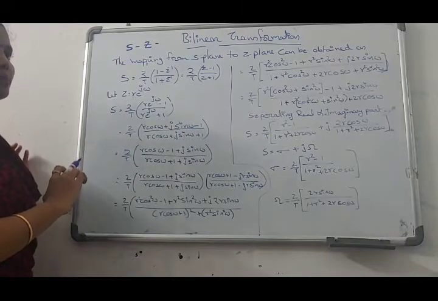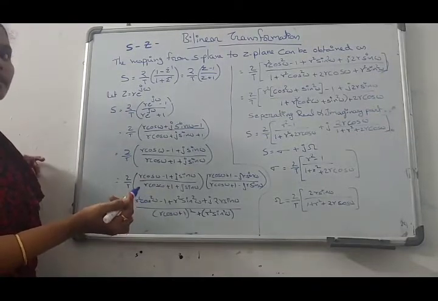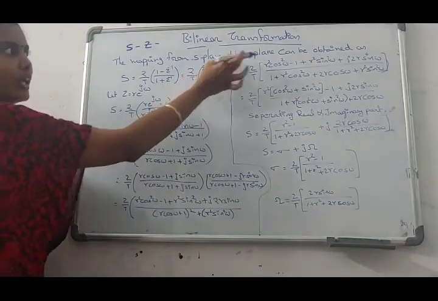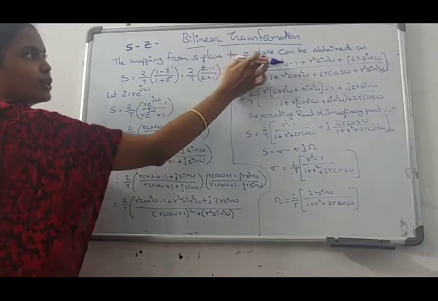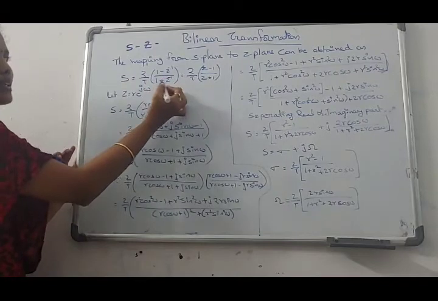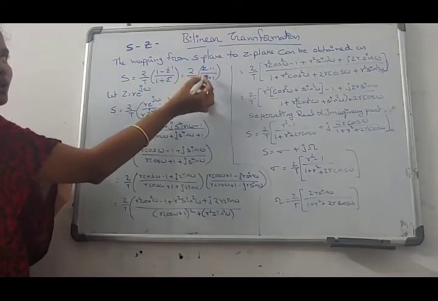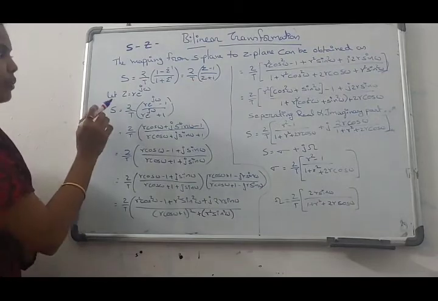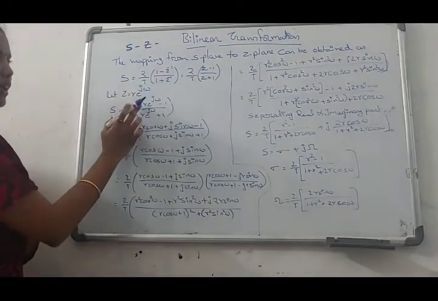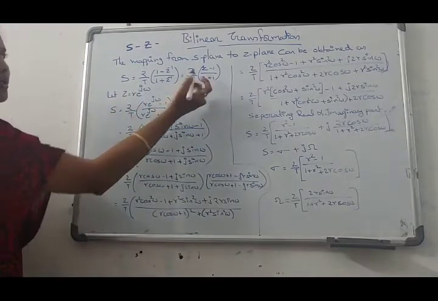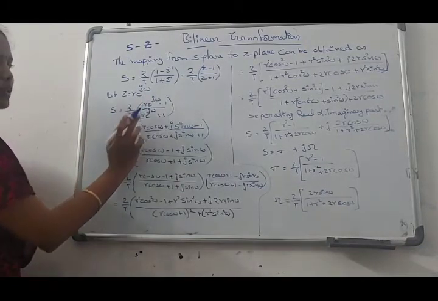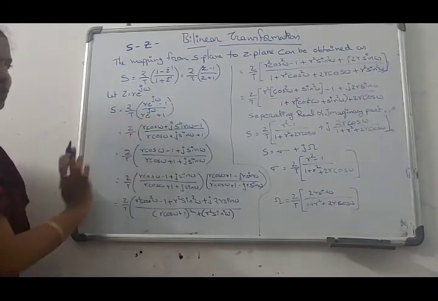So the mapping from S plane to Z plane is obtained by using this equation. That means the S plane is analog and the Z plane is digital. From analog to digital domain, this can be obtained by using this equation, which you write as 2 by T into (Z minus 1) by (Z plus 1). Now let Z be equal to r into e power j omega. Substitute r e power j omega in place of Z: 2 by T times (r e power j omega minus 1) divided by (r e power j omega plus 1).